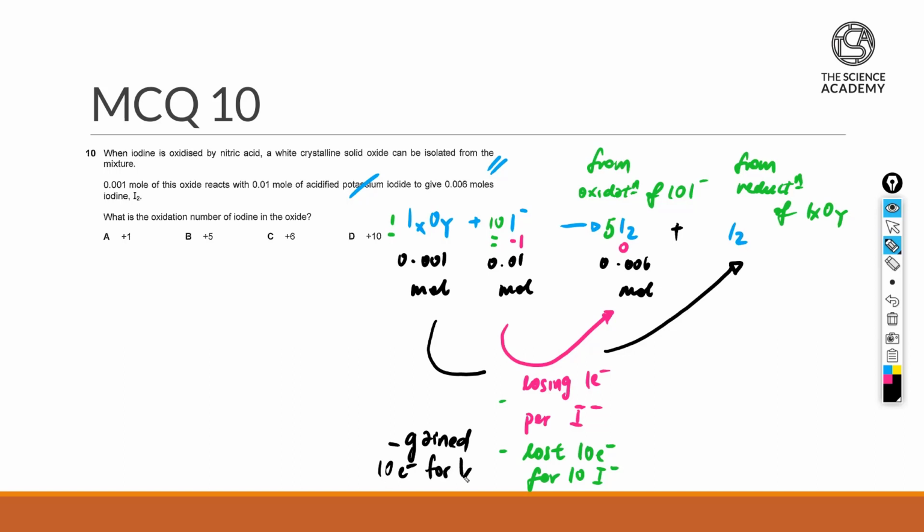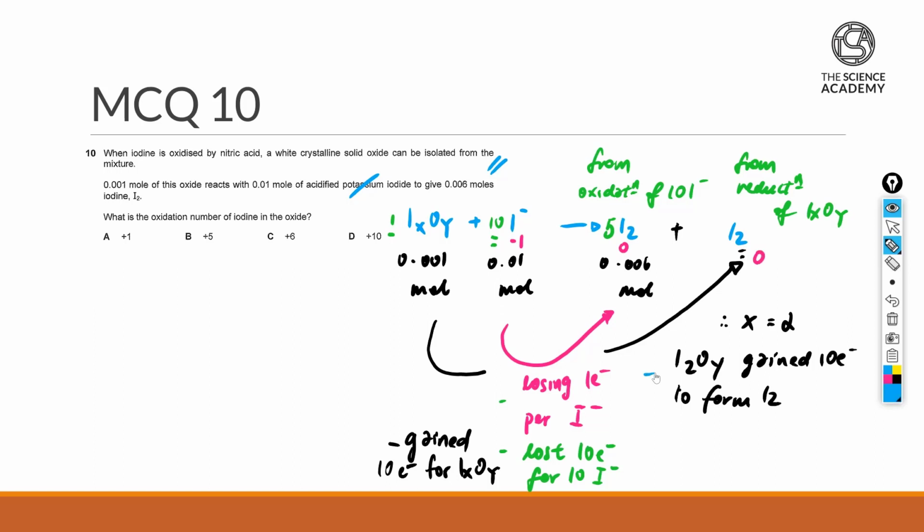for IxOy. And since IxOy gives me 2 I2, that must have also meant that x comes with a value of 2 itself. So I now have an I2Oy gaining 10 electrons to form I2. And the oxidation state of I2 is 0.